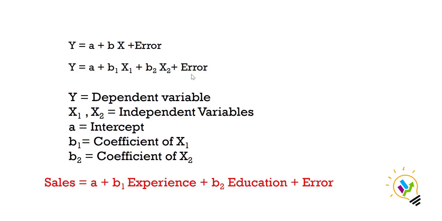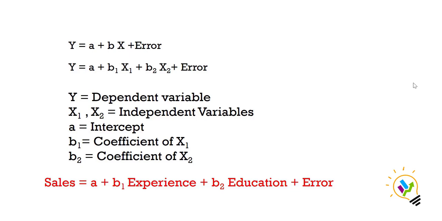We will take one example where we have two independent variables, experience and education, impacting sales. Sales is the dependent variable. Then our equation will become sales is equal to a plus b1 experience plus b2 education plus error. I already said experience and education are the independent variables and sales is the dependent variable. Okay, what is this error?